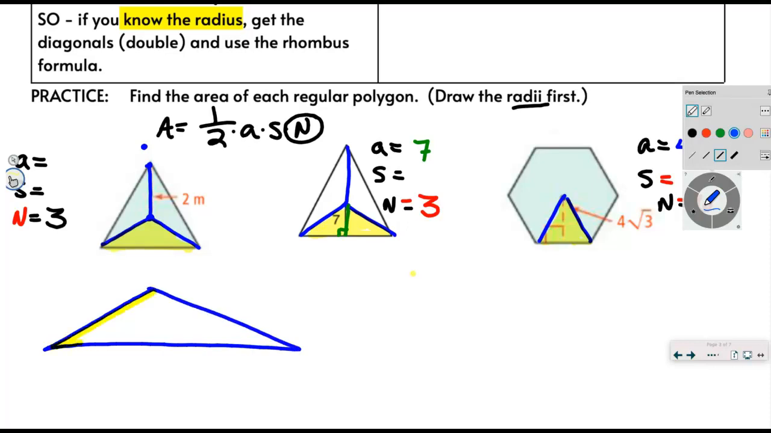So that yellow is this yellow. I'm going to label what I know and find what I need to find. So all the spokes of the wheel are 2. That'd be this guy, not my formula. Unfortunately, I need the apothem and I need the side length.